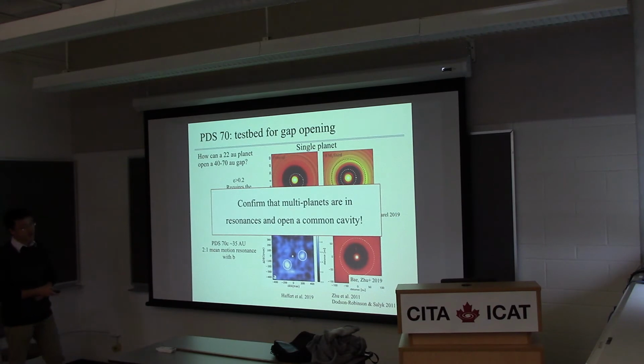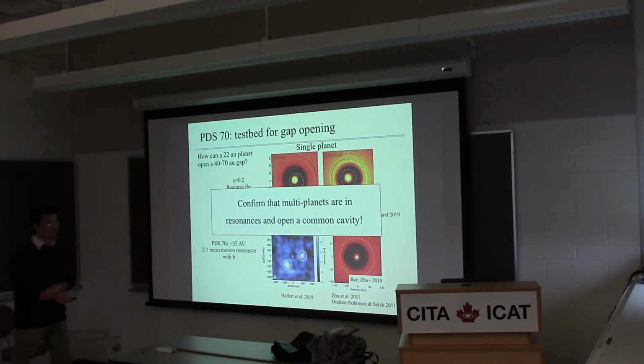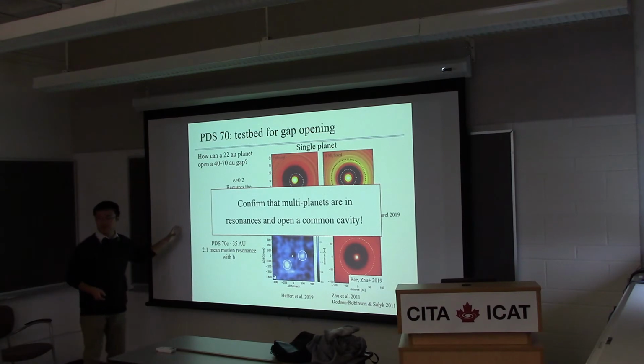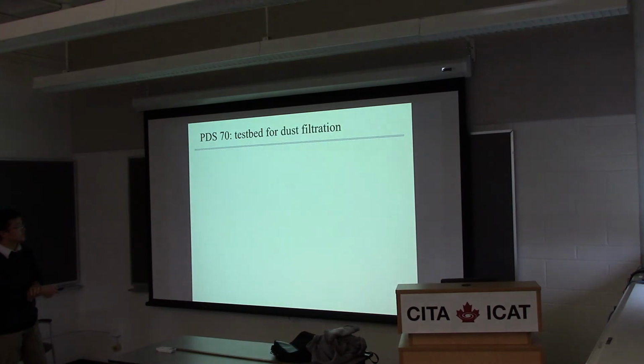This simulation uses alpha of 10 to the negative 3. You could decrease the alpha to make the gap a little bit wider. This is a weak-line T Tauri star. The accretion rate is around 10 to the negative 10 solar masses per year, so it's a very low accretion rate. The inclination of the sky is fairly well constrained. Yes, that's from ALMA observation. It's very well constrained. I'll show the ALMA observation here.